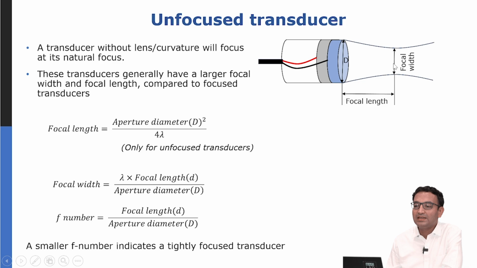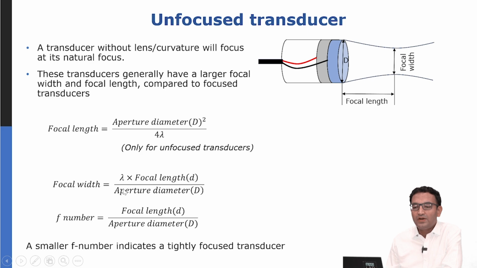Now as you can see, in this case, the focal width is pretty wide, the focus is not very sharp, and that is because there is no lens or concave geometry. It's a bit confusing, because we are saying this is an unfocused transducer, but then we talk about its natural focus. I guess it is what it is. But let's remember that this formula, focal length is aperture diameter square by 4 lambda, is applicable only for unfocused transducers. If we apply a lens or a concave geometry, then these properties will change.